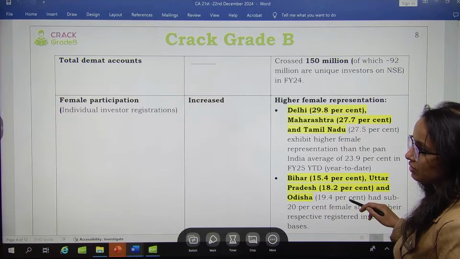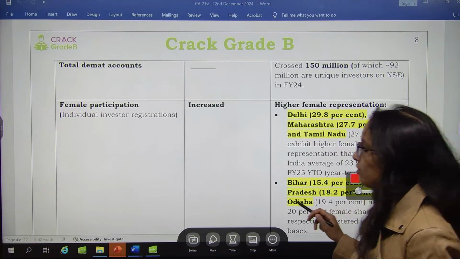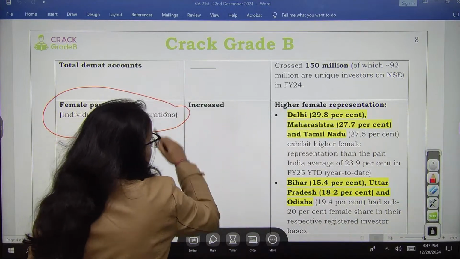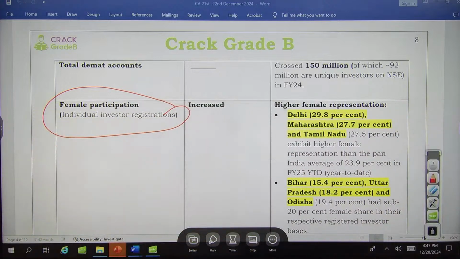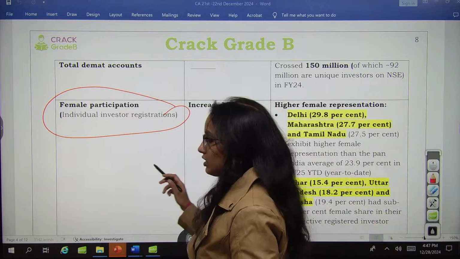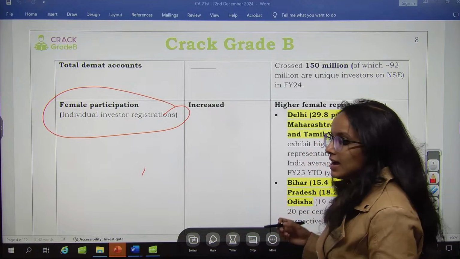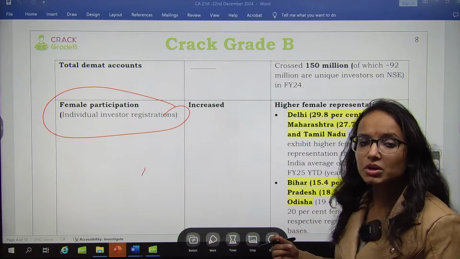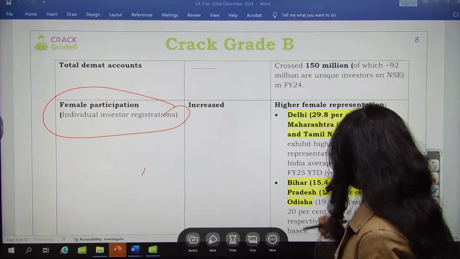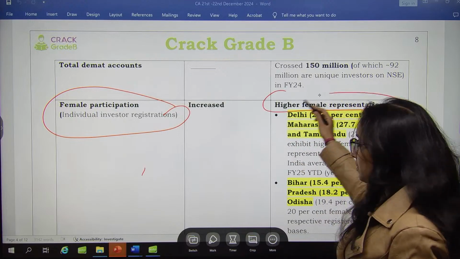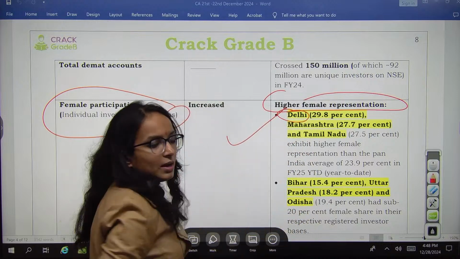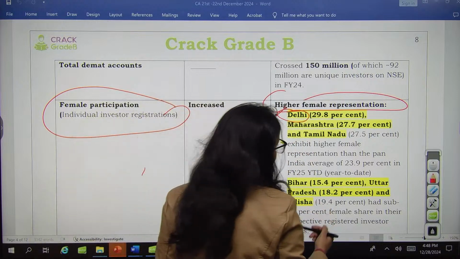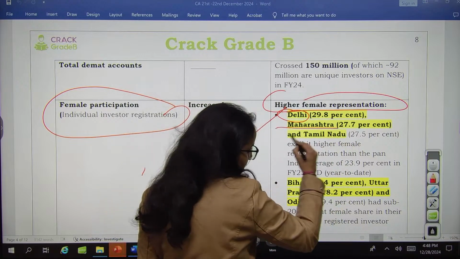Female participation. If you see individual investor registration, this is again very important. This can be a very important fact. Pay attention here. It says individual investor registration. If you see, as individual investors, the number of females participating has increased. Higher female representation, if we look area wise, Delhi tops the list. Okay, remember, Delhi tops the list with 29.8%, then Maharashtra, then Tamil Nadu.